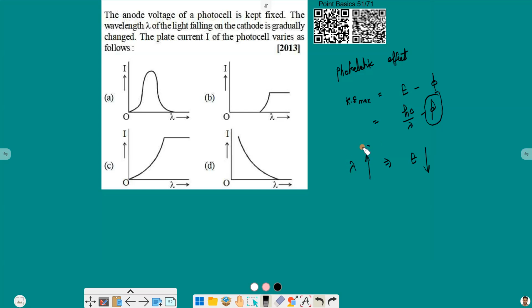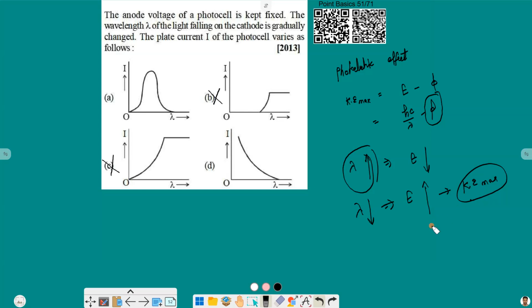So if we keep on increasing the lambda, current will stop after some time, and that happens in option A, but does not happen in option B. So B is rejected. Similarly, C is also rejected. So we are left with options A and D. Now, if we keep on decreasing lambda, what will happen? Then energy will keep on increasing.